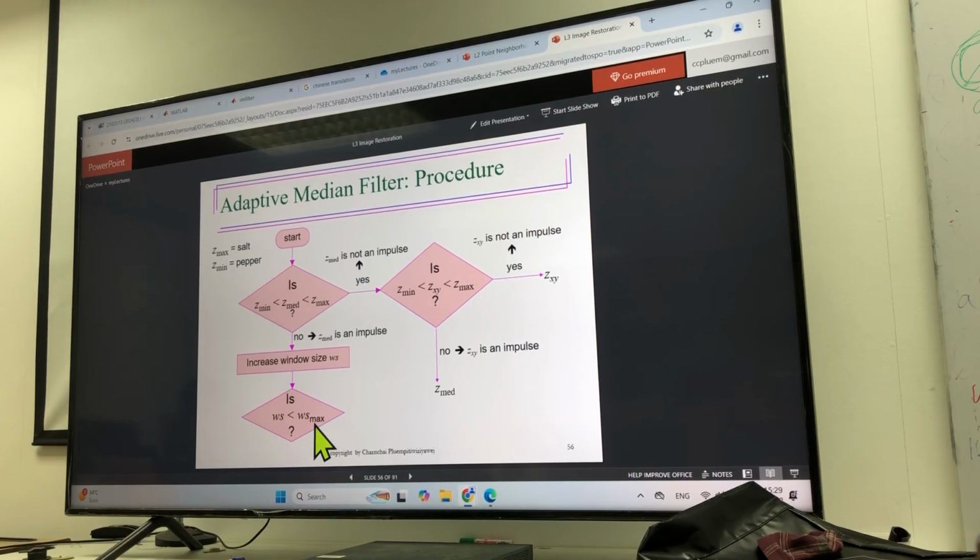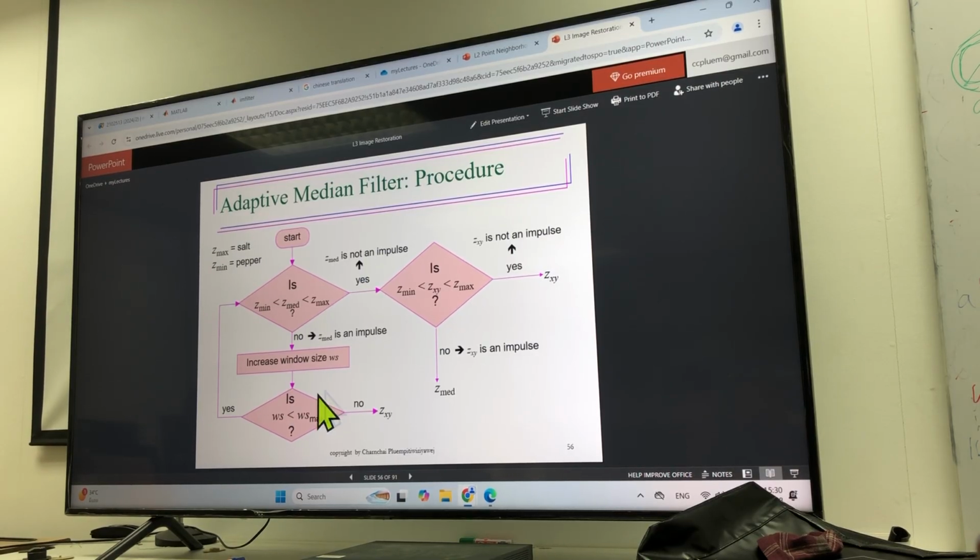Maximum window size. If it's still not too large, you go through this one again, and then you can go this way to return z of xy, or you go this way to return the median values. If it's still the impulse, then you increase the window size again. So you loop this to increase the window size, and then you either return z of xy or z of median.